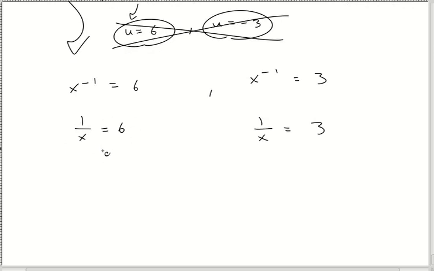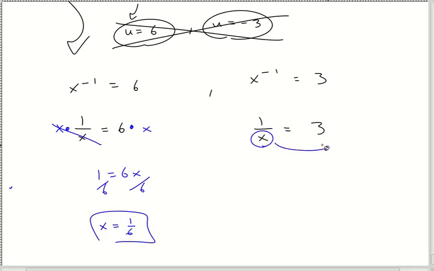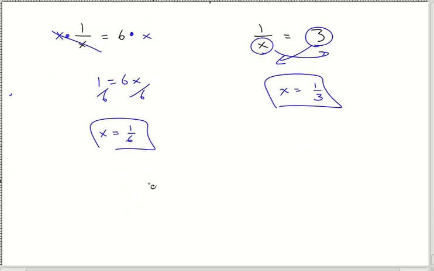Can I solve for x now? What if I multiply by x on both sides? It's a little strange, but I think it'll work. Cancel those guys out. 1 is equal to 6x. Divide by the 6. x equals 1/6. Same thing on this side. What I'm actually doing is flipping these guys. So x equals 1/3. Two answers. I should probably double check, but I'm lazy right now, so there you go. Should be good.